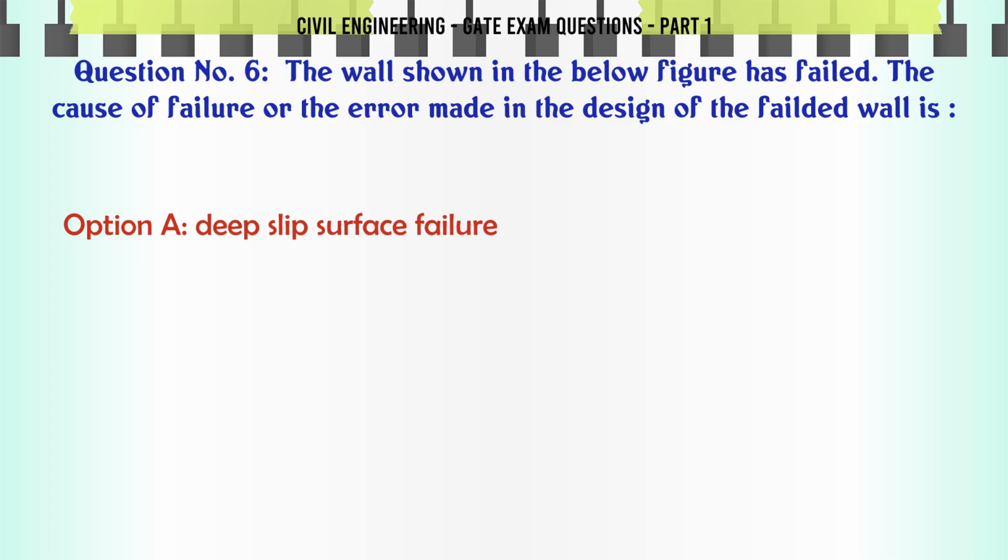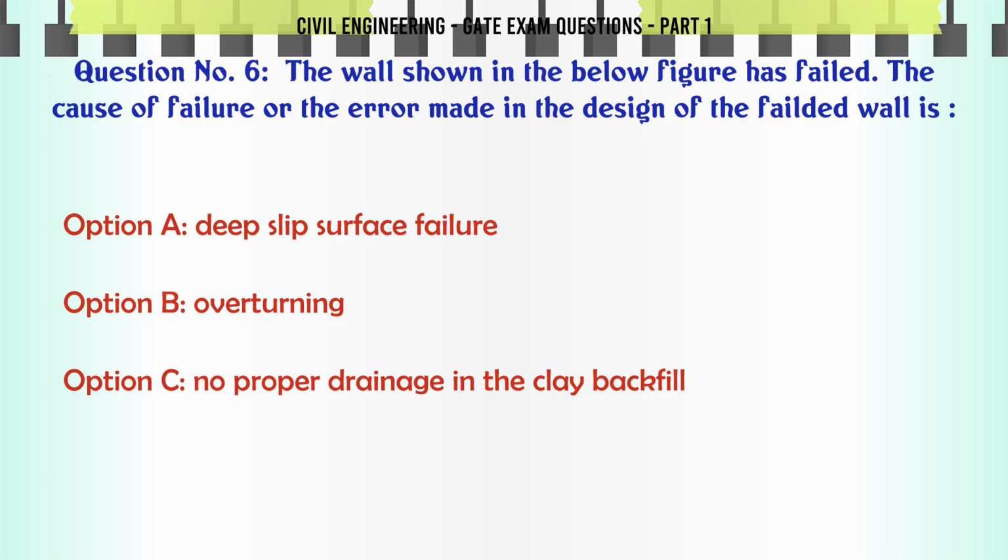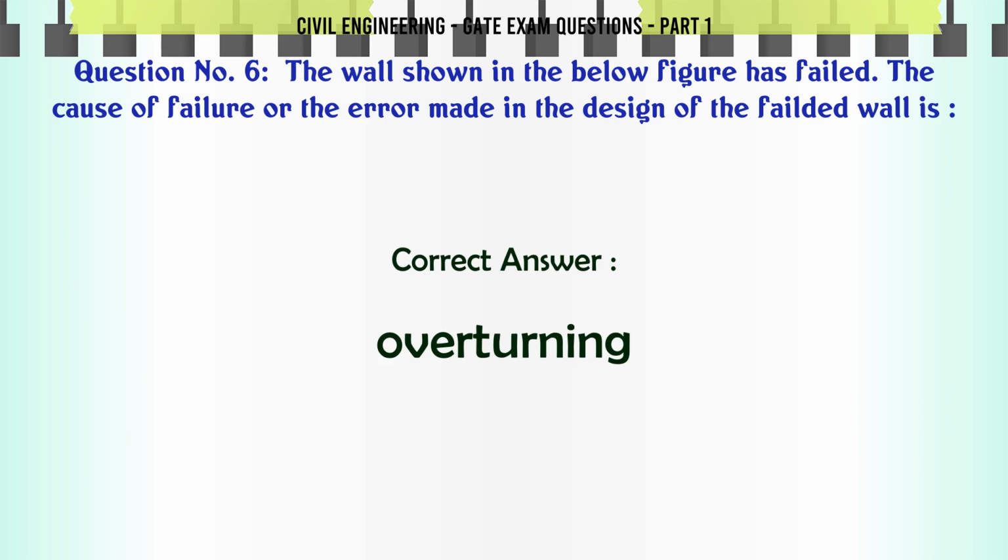The wall shown in the below figure has failed. The cause of failure, or the error made in the design of the failed wall, is: a. deep slip surface failure, b. overturning, c. no proper drainage in the clay backfill, d. translational failure. The correct answer is overturning.